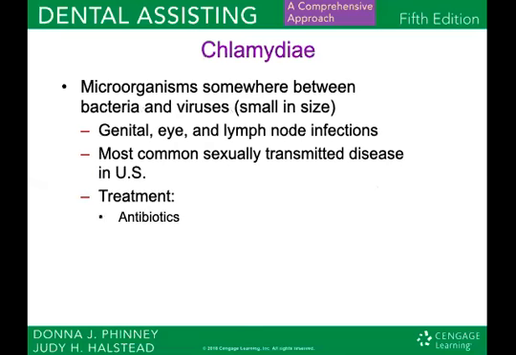Chlamydia are microorganisms somewhere between bacteria and viruses in regards to their size. They can infect the genital areas, the eyes, and the lymph nodes. They are most commonly a sexually transmitted disease in the US, and treatment includes antibiotics such as tetracycline or erythromycin. Chlamydia trachomatis is responsible for these types of infections.